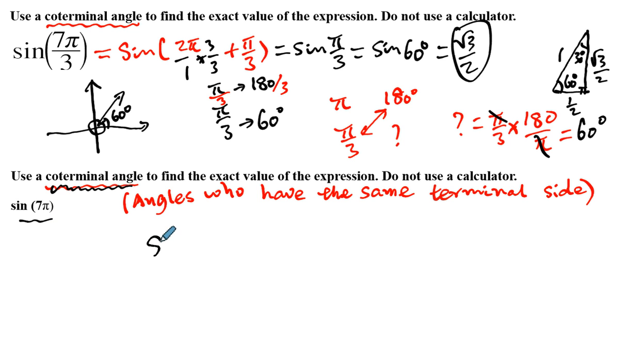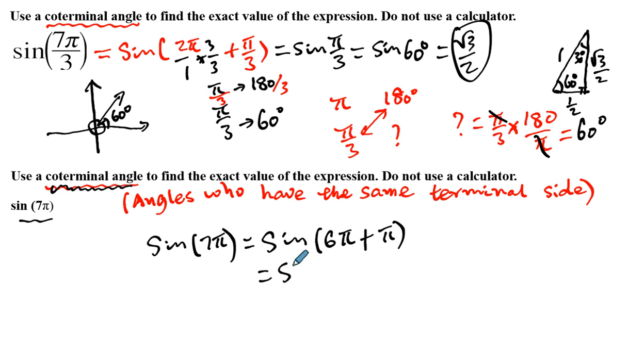Now, the second one is coterminal angle with this one. You do the same thing. 7 pi is what? 7 pi is 6 pi plus pi. 6 pi is how many pi? 2 pi. It is 3 times 2 pi plus pi.